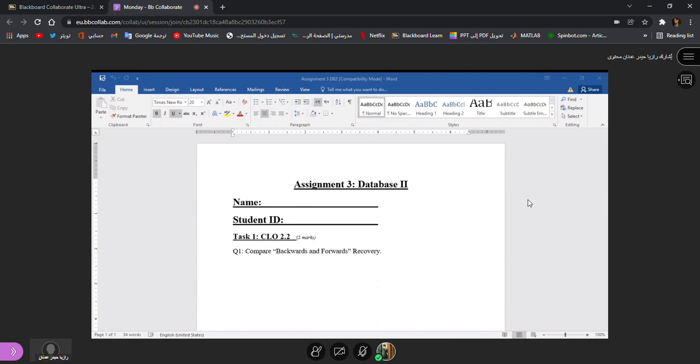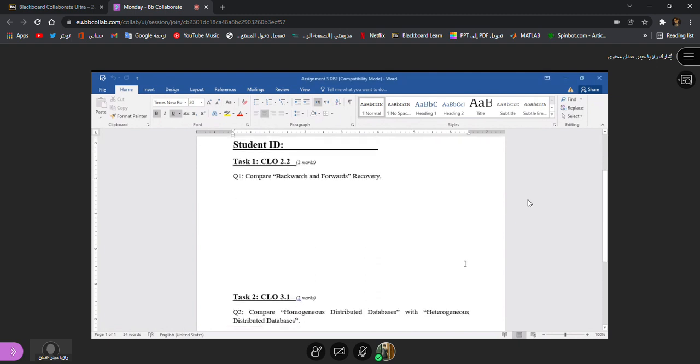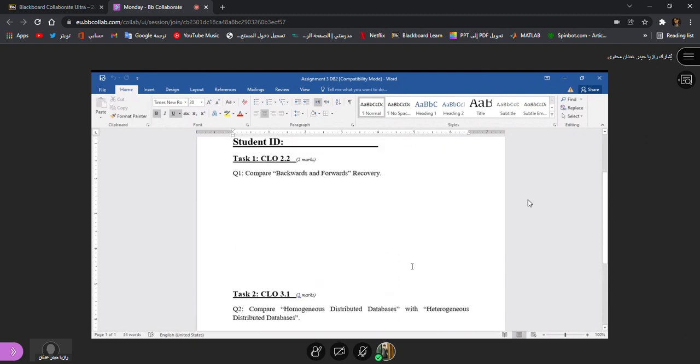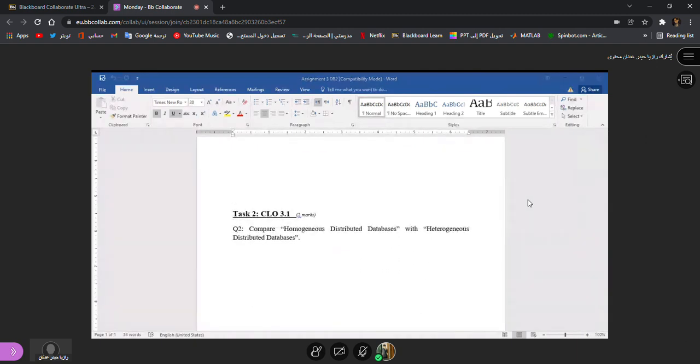Okay, this is the first question you have to write, and it is from the slides. And then this is from the last chapter that we did yesterday. Compare the homogeneous distributed databases and heterogeneous distributed databases. So this is one of your assignments, the last assignment. Okay, so do it and upload before the next class.